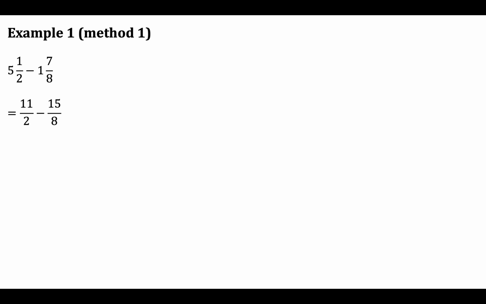So we need to find equivalent fractions for these that have the same denominator, and this would entail just changing the 11 over 2. And we can express that in terms of eighths by multiplying both numerator and denominator by 4. We're still subtracting our 15/8 here. And then we know that 44 over 8 minus 15 over 8 is 29 over 8, which as a mixed number is 3 5/8.